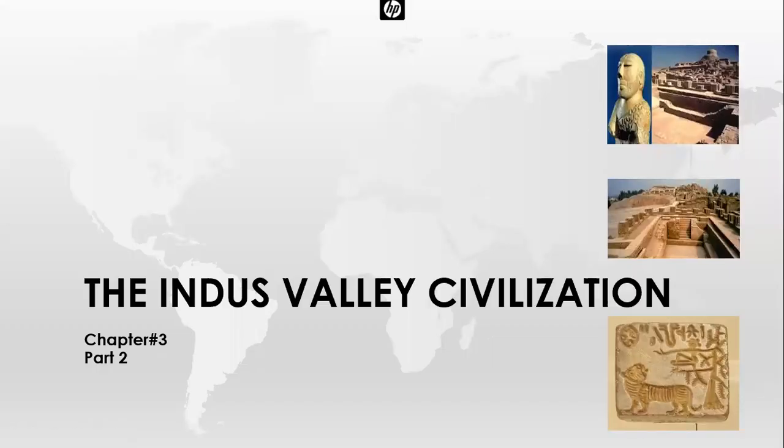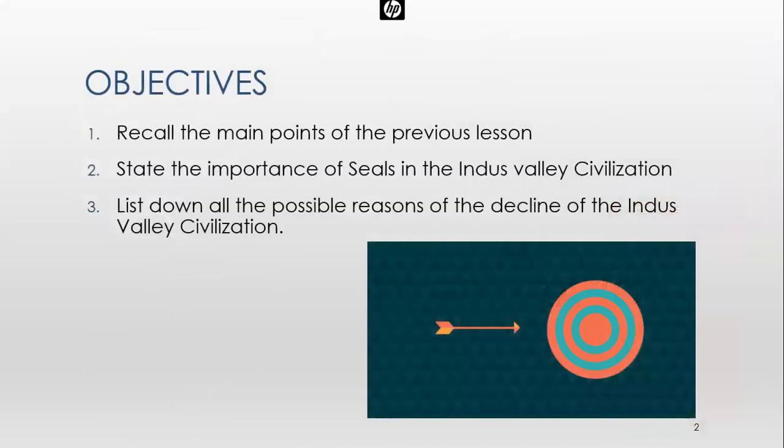This week, we're going to cover the rest of the Indus Valley civilization. We have already done half of it last week, and today we're going to do the next part. The objectives for this lesson are to recall the main points of the previous lesson, state the importance of seals in the Indus Valley civilization, and list down all the possible reasons for the decline of the Indus Valley civilization.